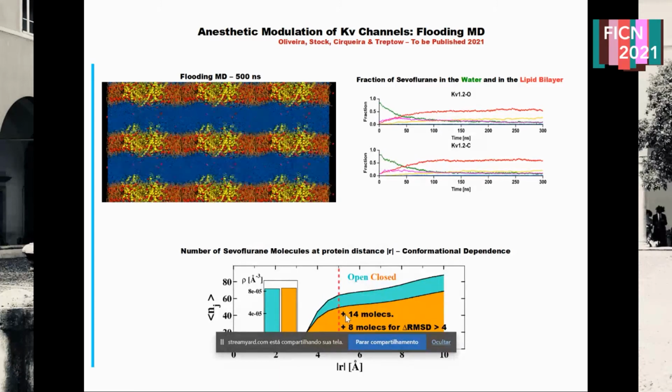Among these 14 molecules, 8 molecules are bound to regions of the protein for which the root mean square deviation between the open and closed states is larger than 4, meaning that the molecule is bound to regions implicated in the gating motions of the channel. And that conformational dependence here was found despite the fact that the ligands have the very same concentration in the membrane, so in the environment.